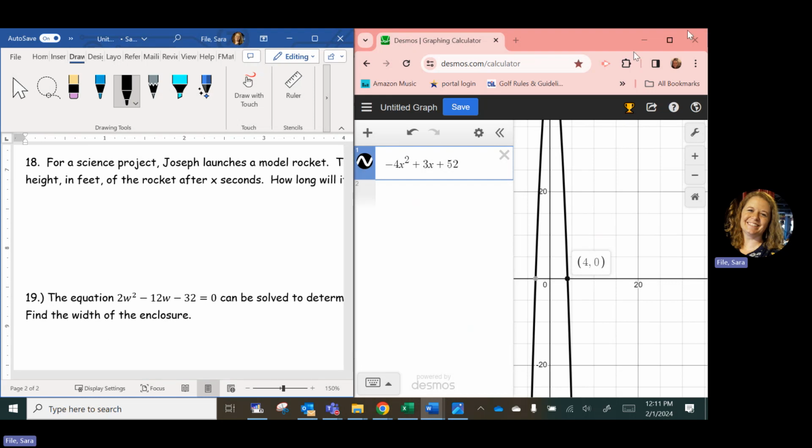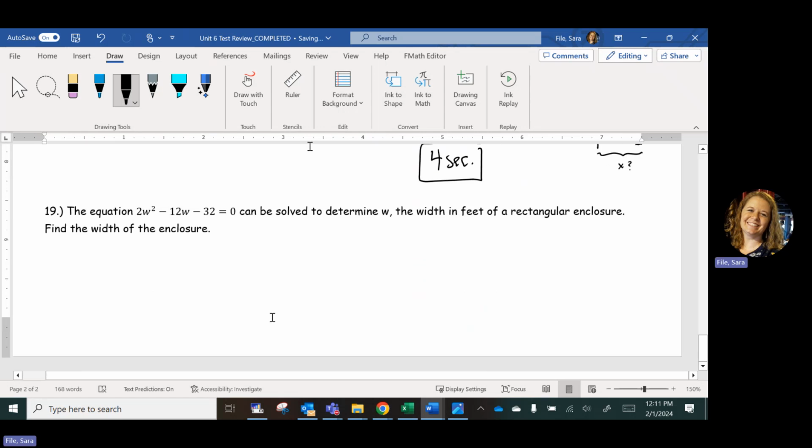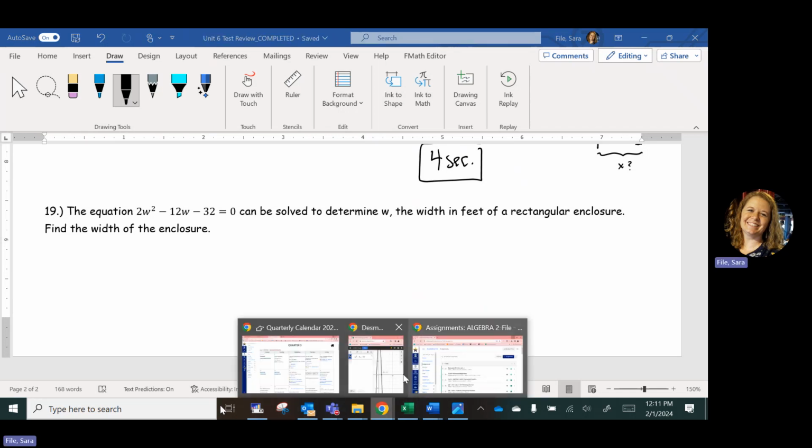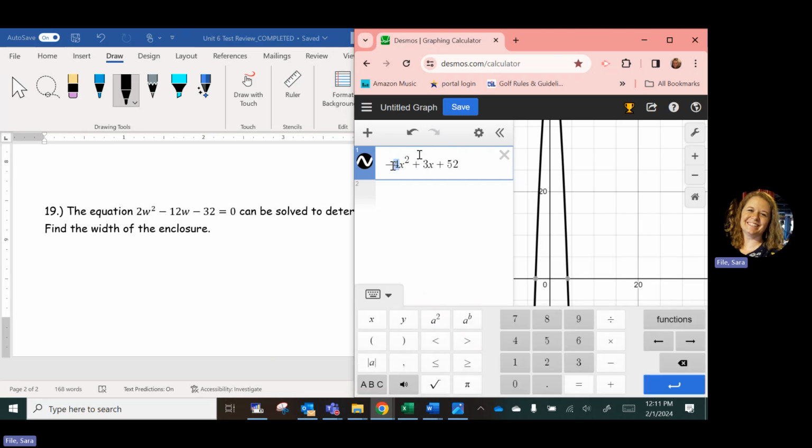All right, let's read this one. So they give us the equation. It says this can be solved to determine W, the width in feet of a rectangular enclosure. Find the width of the enclosure. Okay. I'm going to put in this equation. Now I'm going to use x instead of w. That doesn't matter though in terms of Desmos.